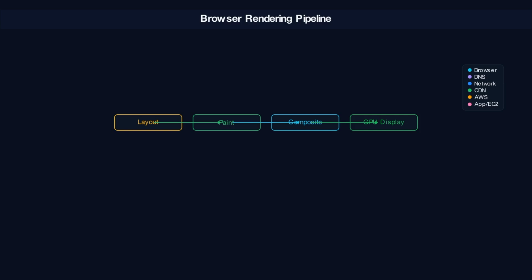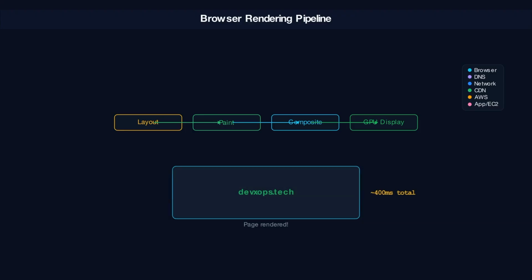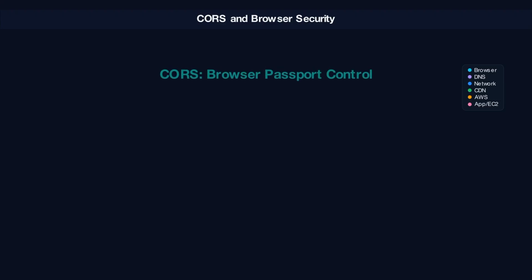Step 4. Layout. Calculate position and size of every element. Step 5. Paint. Fill in pixels, colors, text, borders. Step 6. Composite. Layer everything and send to the GPU. Content appears on screen in about 300 to 800 milliseconds.